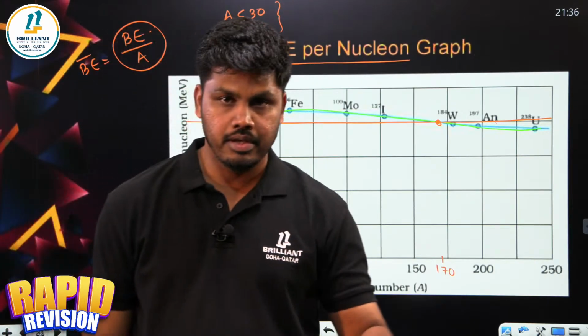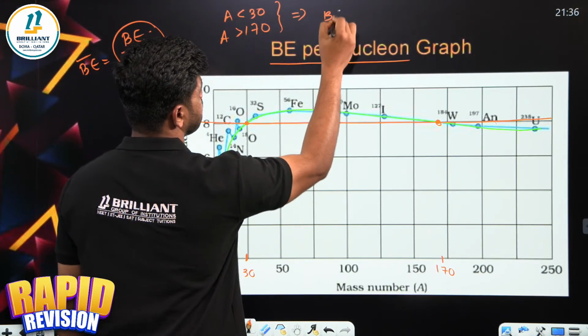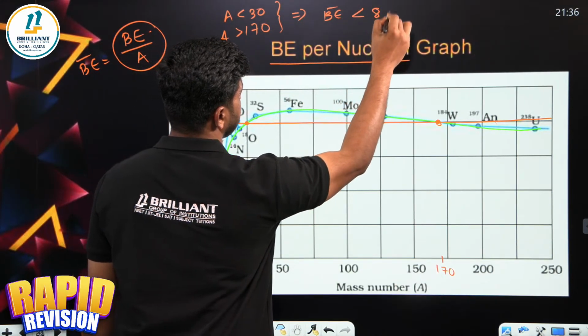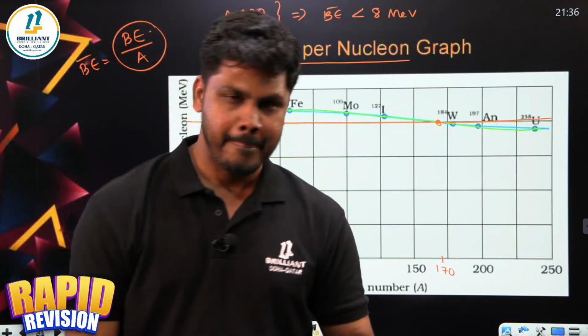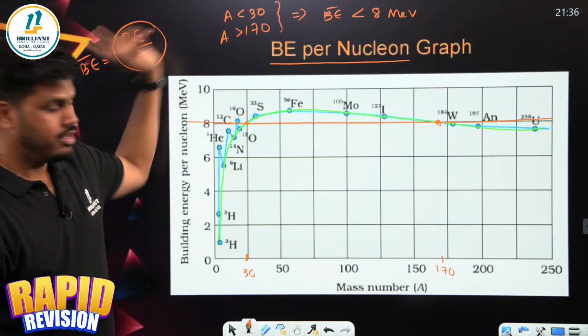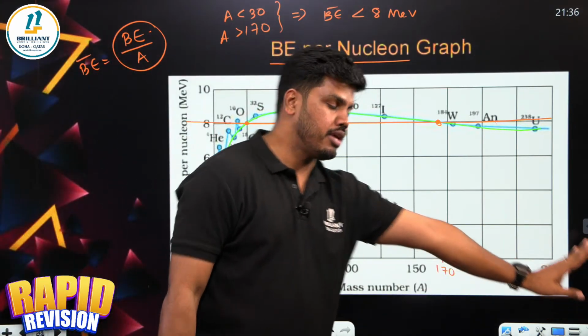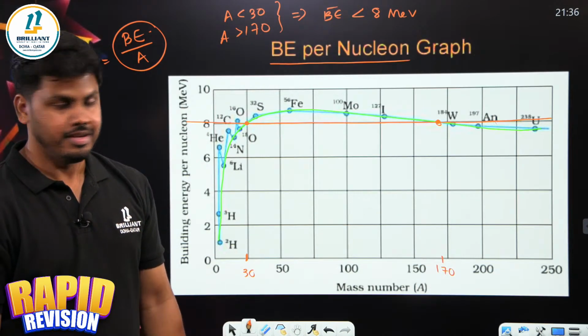For A greater than 30 and less than 170, they have binding energy per nucleon around 8 MeV. For the others, binding energy per nucleon is less than 8 MeV. Therefore, they are less stable. So not only light elements with mass number less than 30, but even heavy elements with mass number greater than 170 are also unstable.